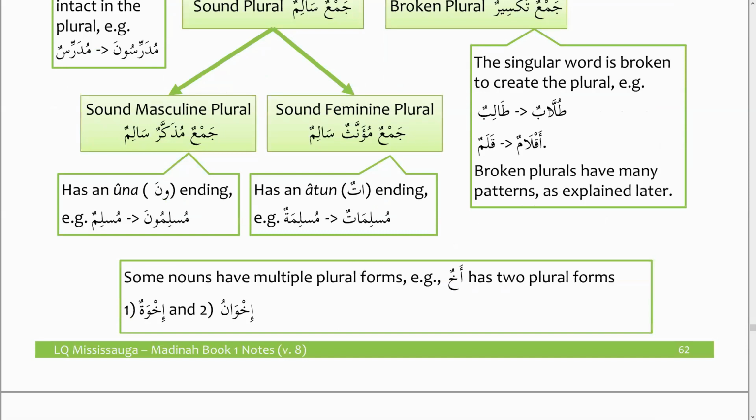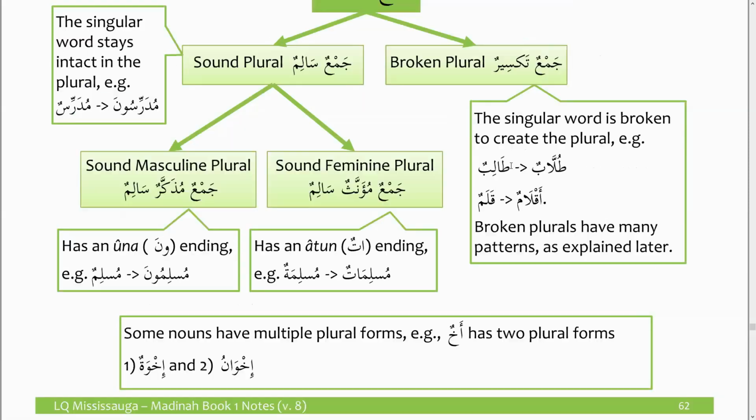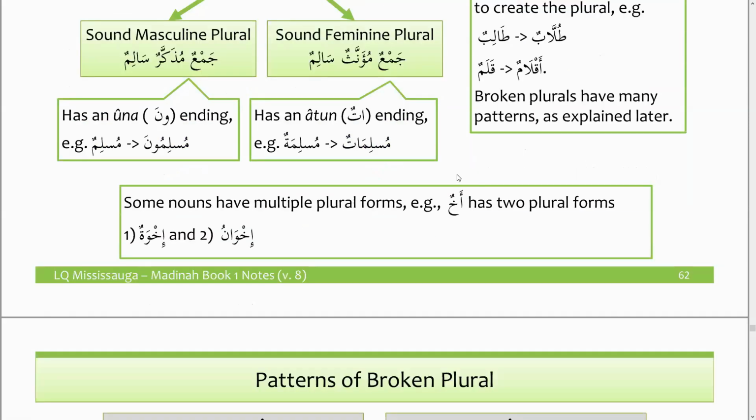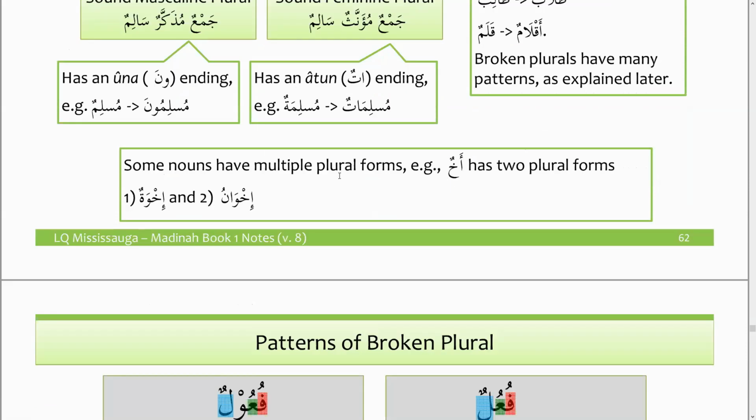Talibun, tullabun. See, qalamun, aqlamun. There are a lot of patterns for broken plurals, right? Inshallah, we'll learn slowly most of the patterns. We won't learn all the patterns because there are so many of them. Then some words have two plurals. Akhun has ikhwatun and ikhwanu. There might be differences between them: ikhwatun is generally used for blood brothers, while ikhwanu is used for general brotherhood.